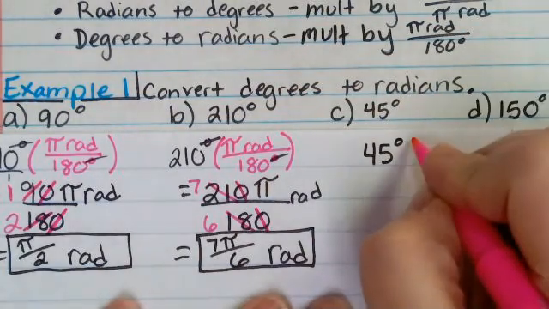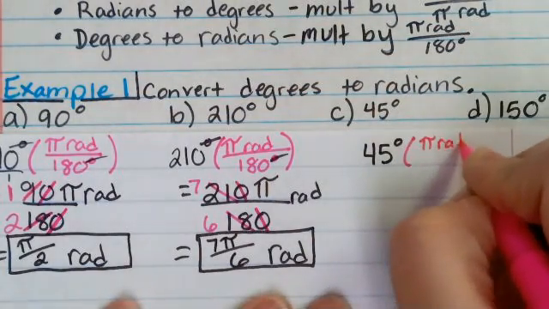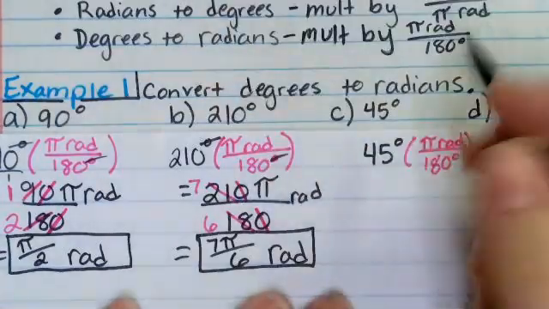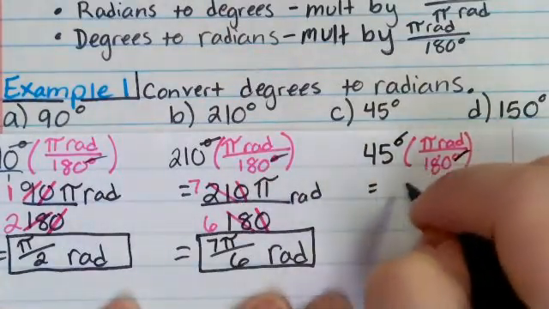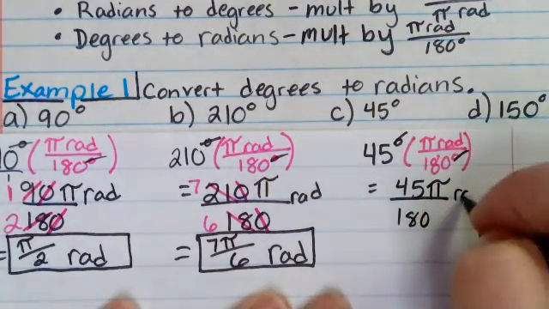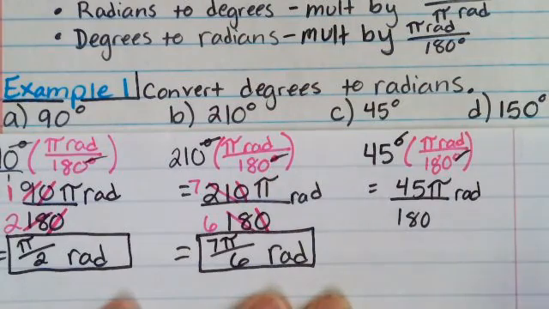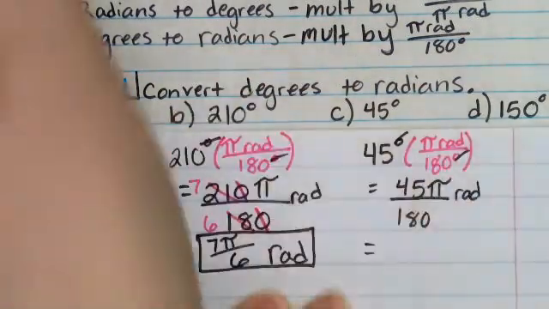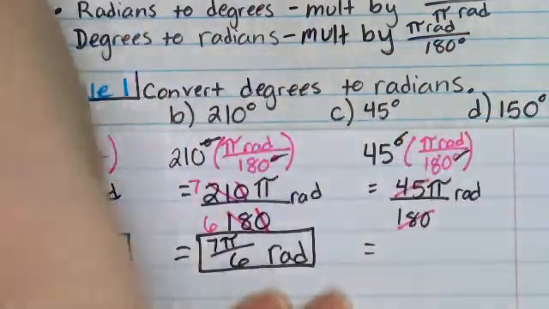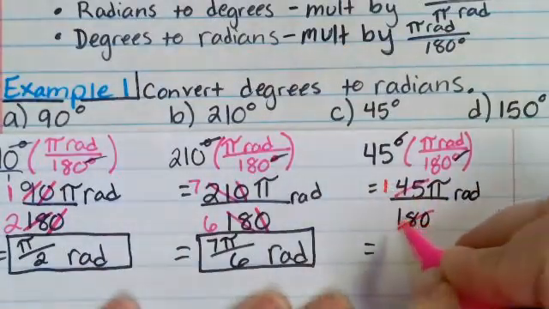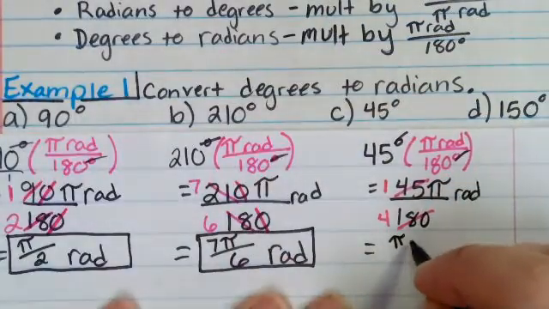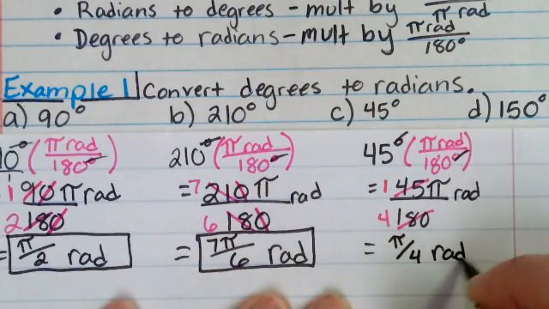We're going to multiply by pi radians over 180 degrees. Again, cancel out your degrees. We get 45 pi over 180. This is now in radians, but we still have to reduce it. 45 over 180 reduces because 45 goes into both the top and the bottom numbers. It goes into itself once, and it goes into 180 4 times. So this simplifies to pi over 4 radians.